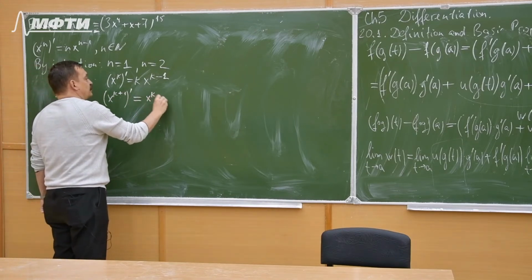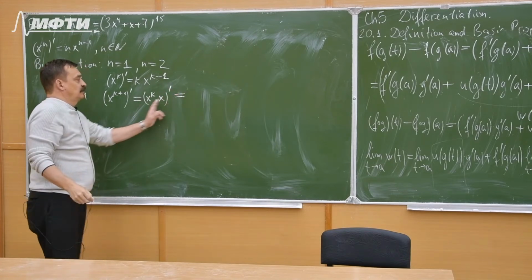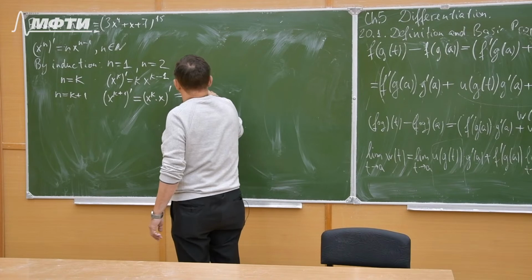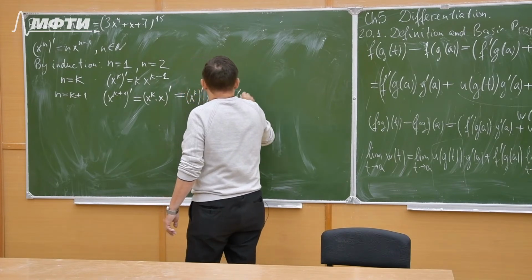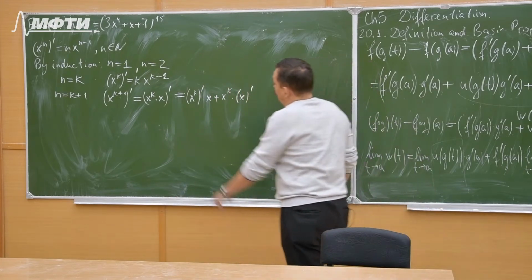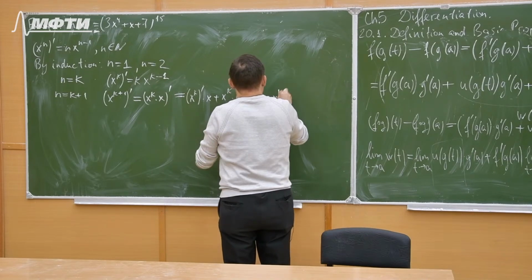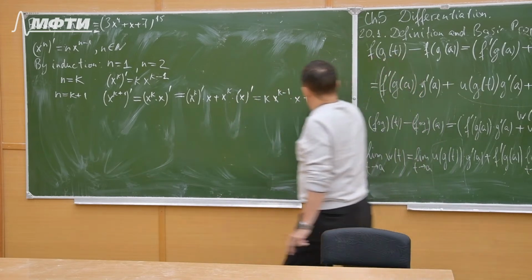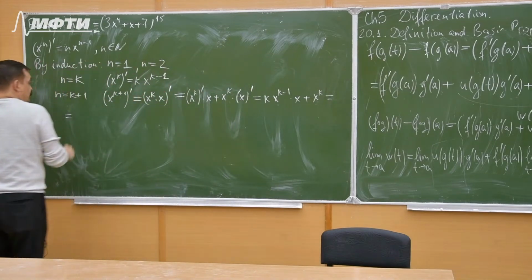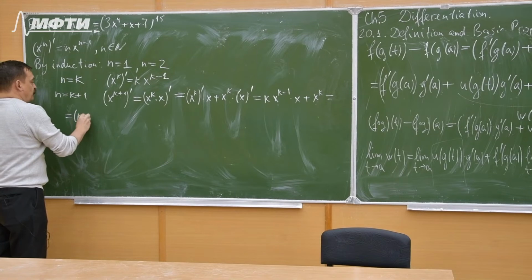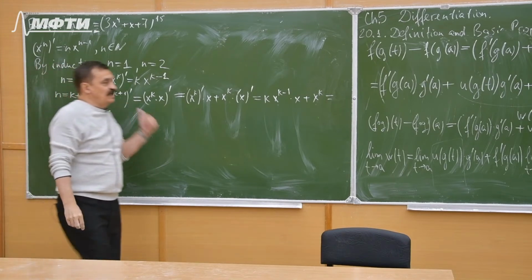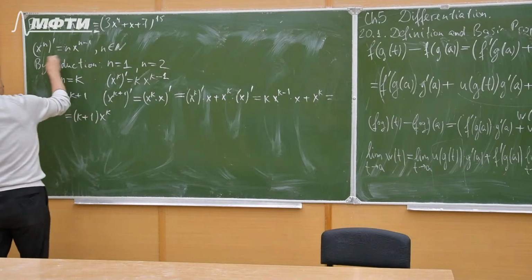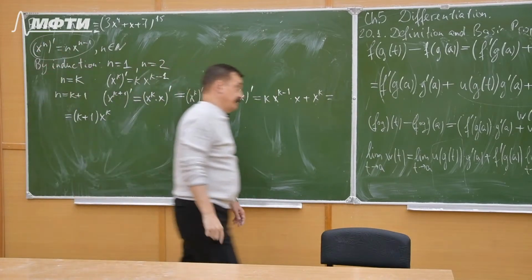So let us write it like that. We have the derivative of the product, so that one. By the induction hypothesis, we have k times x to the power k minus 1 times x plus x to the power k. And both are powers of x, both are x to the power k, so we have k plus 1 times x to the power k. That is precisely what we have to prove to complete the proof of that equality by induction, right?